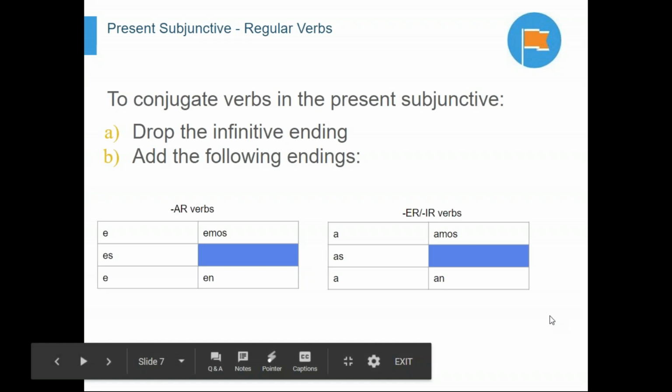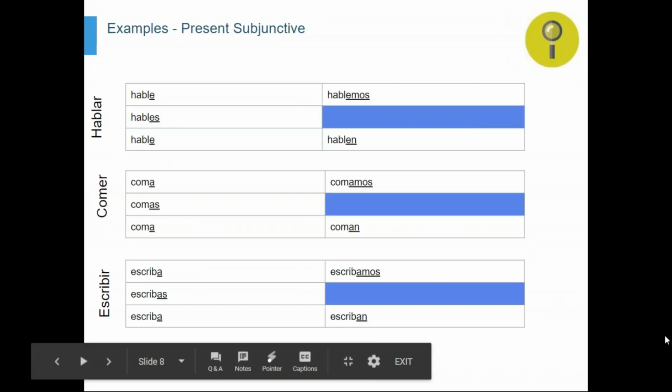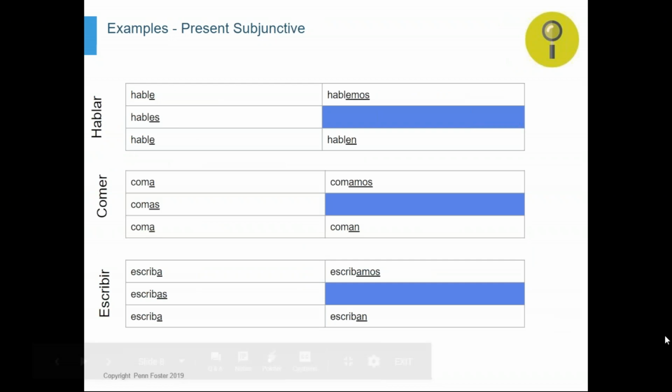And those would be pronounced a, as, a, amos, an, and a, as, a, amos, an. All right, here we just have a few examples of regular present subjunctive conjugations. Hablar, to speak. I might speak to him later, or I hope that you speak to him later. This is the conjugation you would use in a present subjunctive context. It's an AR verb, and it takes those opposite endings that we just discussed on the previous slide.